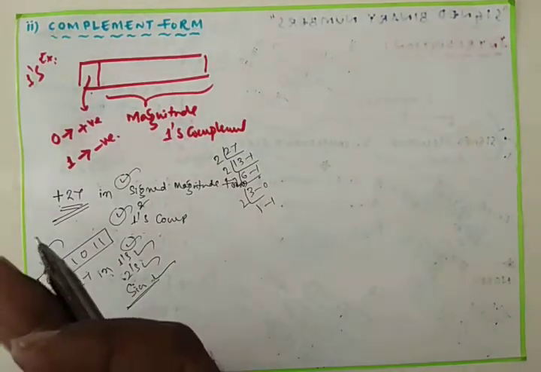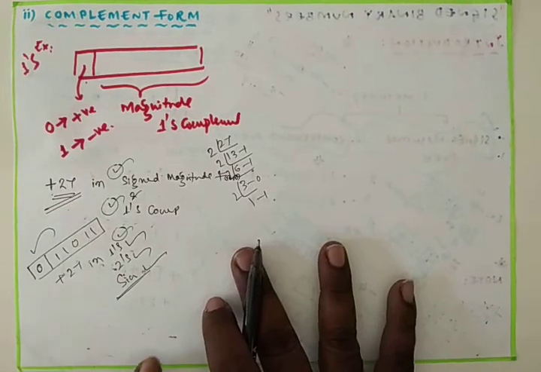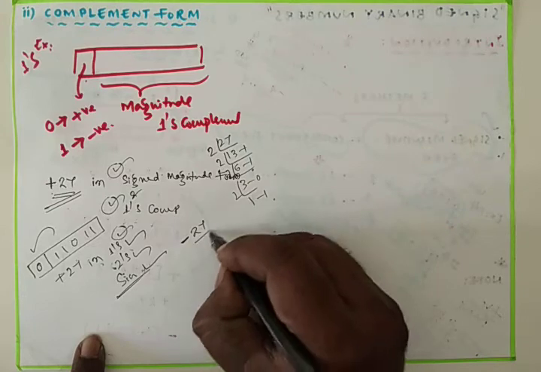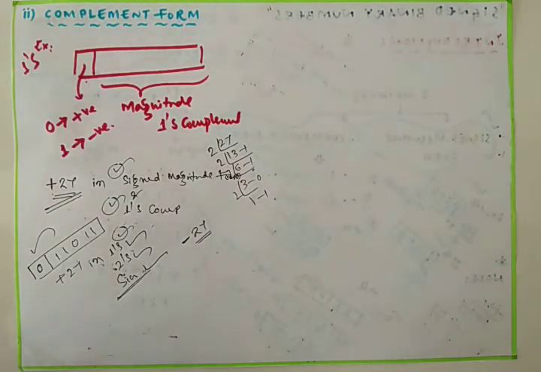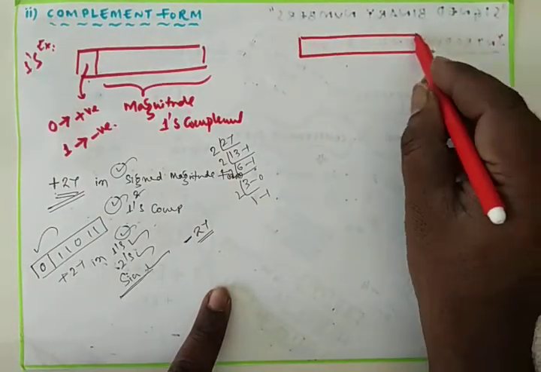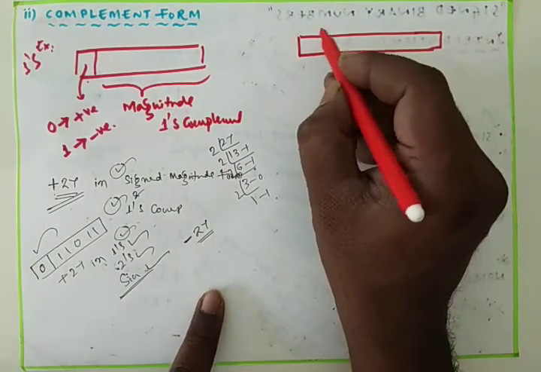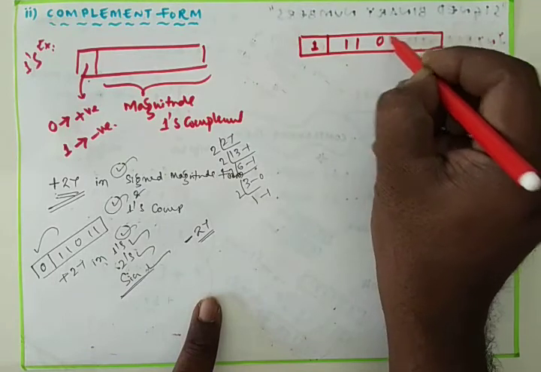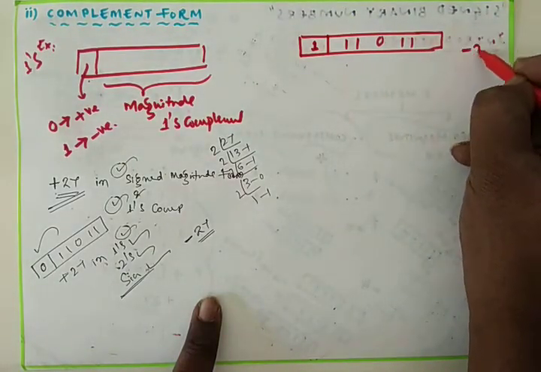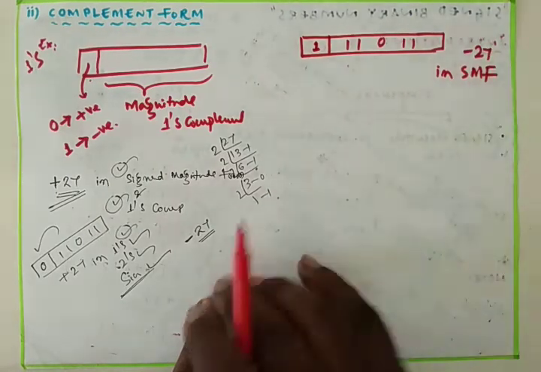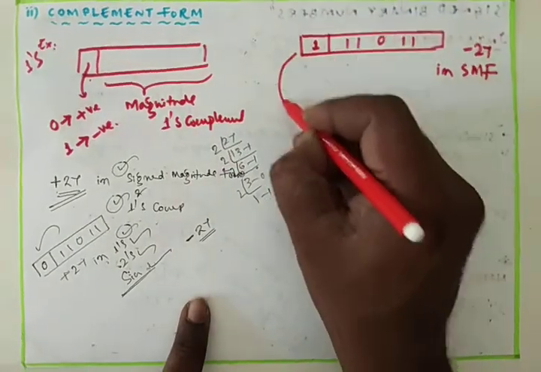But there is a change in representing the negative binary numbers. Now take minus 27. Minus 27 means what? What is the sign bit now? Minus means we should go with 1. Sign bit, this is minus, means 1. 27 is nothing but 1 1 0 1 1. This is minus 27 in sign magnitude form. Then what is its equivalent?